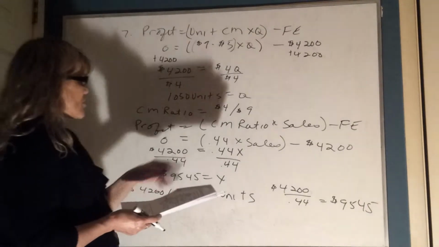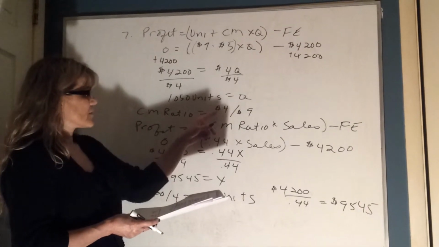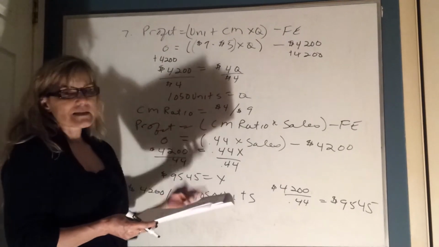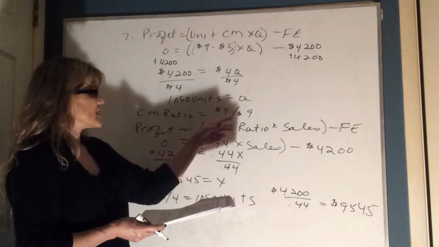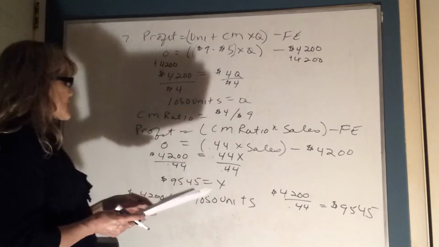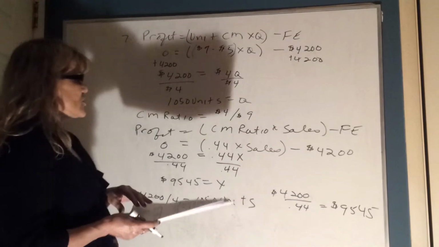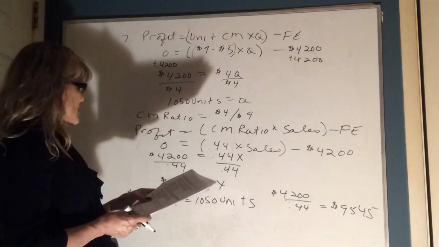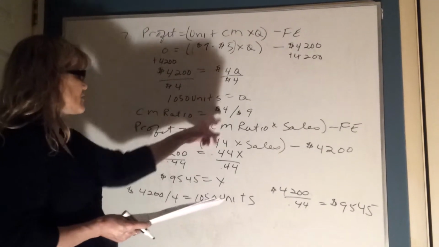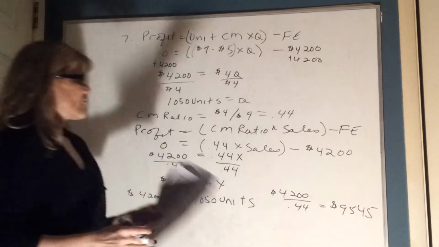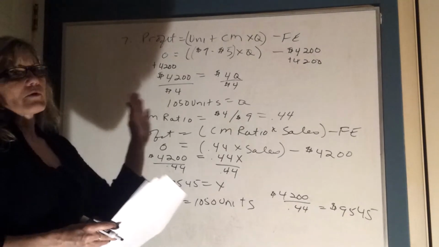Contribution margin ratio is the $4 contribution margin, which is the 9 selling price minus 5 variable expense, divided by the $9 selling price. Our profit equals contribution margin ratio times sales minus fixed expenses. Oh, I'm sorry, if you divide 4 by 9, you're going to get 0.44. You'll actually get 0.4444 forever.